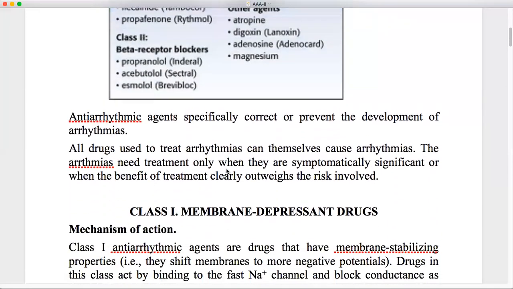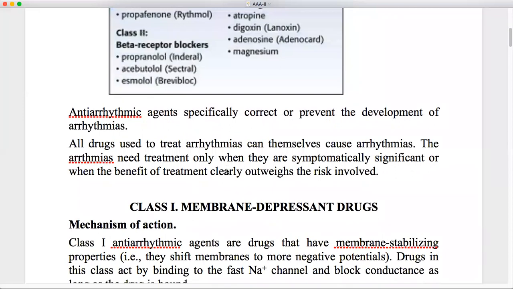Okay, now see, any drug that is used to treat arrhythmias can itself cause arrhythmias. That is an important point to be noted here. Because if the drug is going to remove or prevent arrhythmias, it should be able to cause an arrhythmia. Then only it can correct. Then only the correction will be obtained.